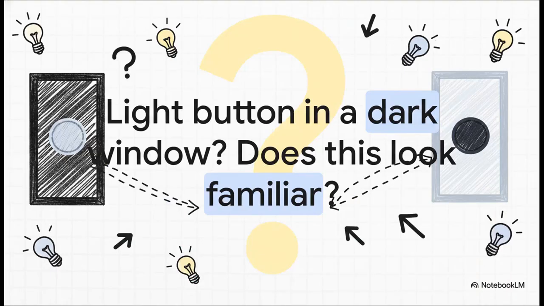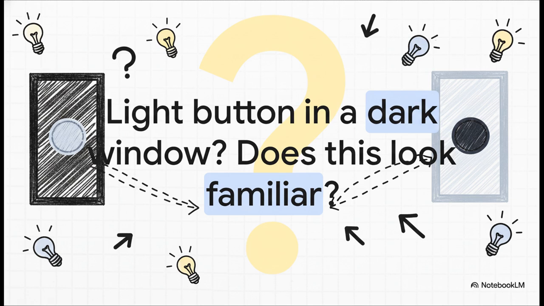So, let's kick things off with a problem that I am sure is painfully familiar to a lot of you. You're building an app, right? It's got a light mode and a dark mode. You've been super careful, but then it happens. A bright white button shows up in your sleek, dark window. It just looks wrong. It completely shatters the user experience.